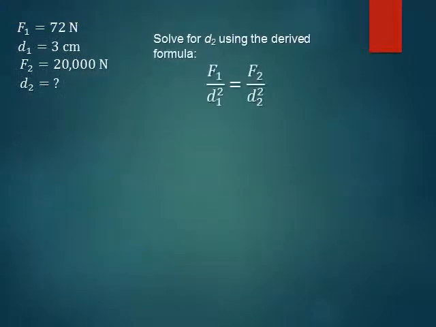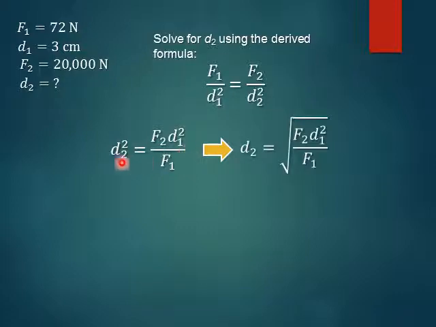Okay, gagamitin na natin to sa pag-derive ng formula for finding D2. So, paano gagawin? Cross-multiply muna. Cross-multiply natin yung D1 squared sa F2, and then itong dalawa. And then, after that, we divide both sides of the equation by F1. Therefore, to find the value of D2, kukunin lang natin yung square root ng both sides of the equation. So, D2 is equal to the square root of F2 D1 squared over F1.